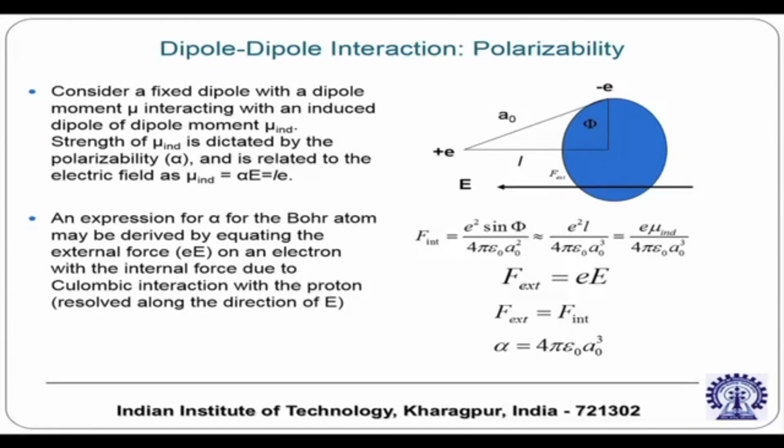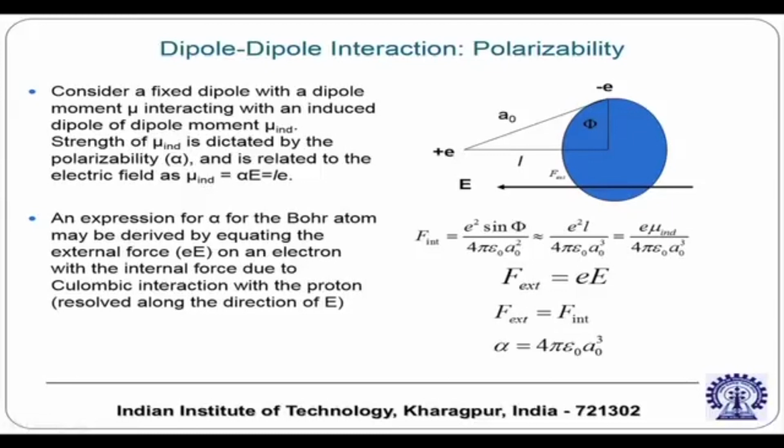Now consider a fixed dipole with a dipole moment mu interacting with an induced dipole of dipole moment mu induced. The strength of mu induced is dictated by the polarizability and is related to the electric field: the induced dipole moment is equal to alpha times E, where alpha is the polarizability. It is a constitutive equation. For the dipole moment, if you have instantaneous charges of plus e and minus e, then it is L into e, where L is the perpendicular distance between the two.